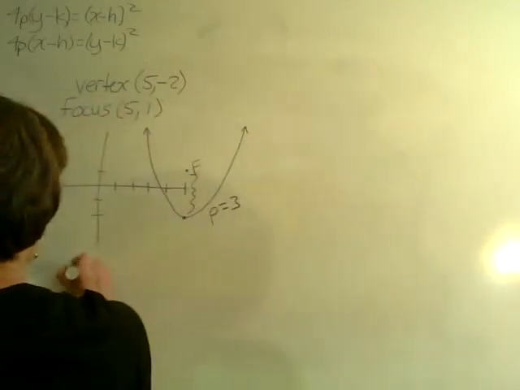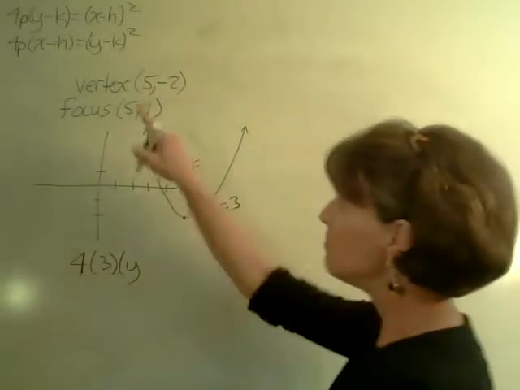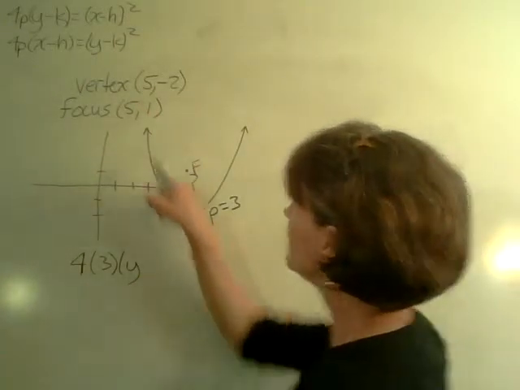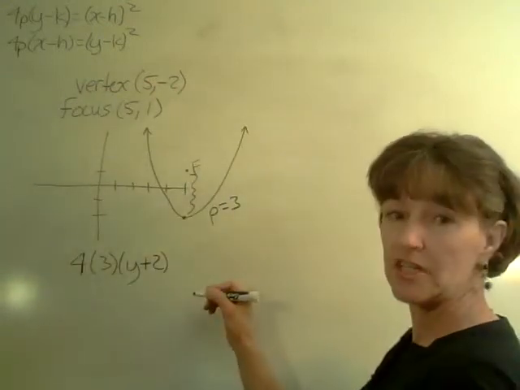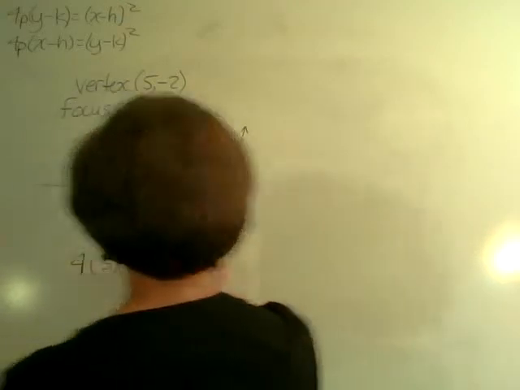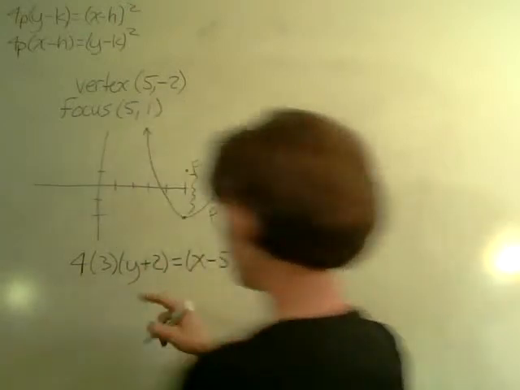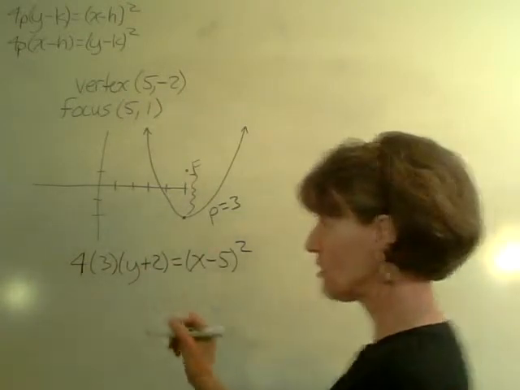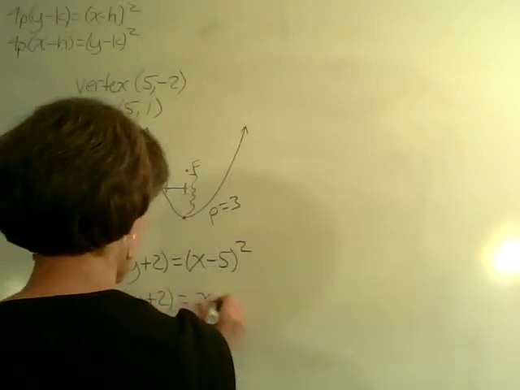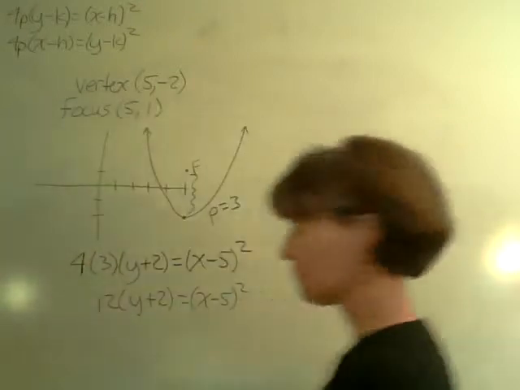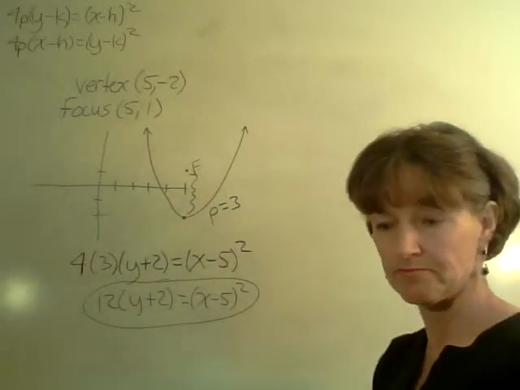4 times 3 times (y minus k), and k is -2, so it's going to be y plus 2, equals (x minus h) squared, and h is 5, so (x minus 5) squared. I multiply the 4 and the 3, I get 12, so 12(y plus 2) equals (x minus 5) squared. And this is my equation for this particular parabola.